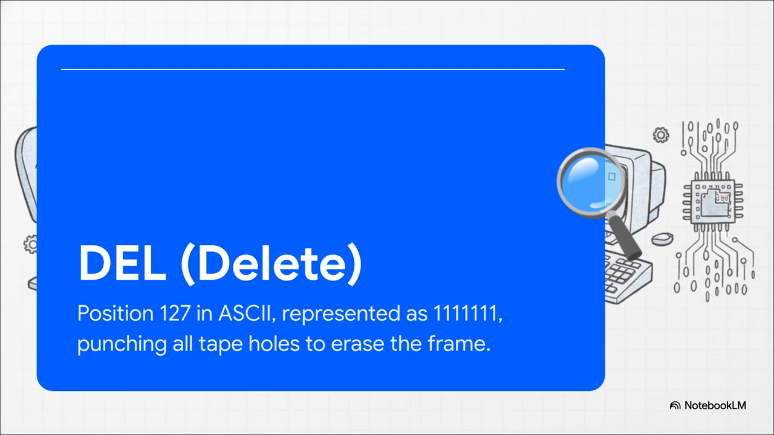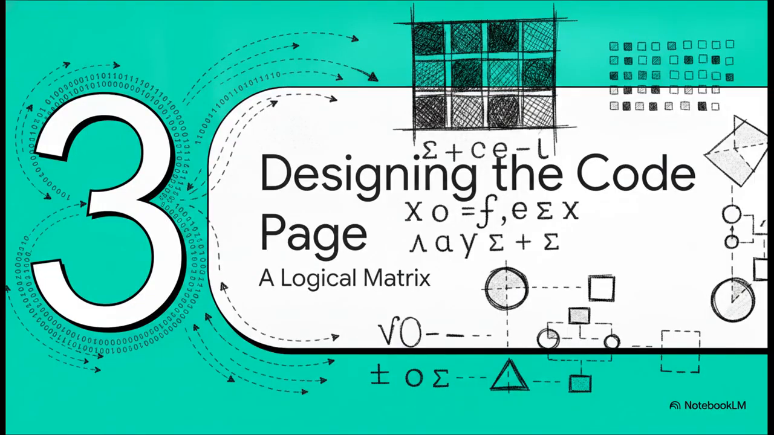If a human operator made a typo, they couldn't just patch the hole in the paper, right? So they simply backed up the tape and punched out every single hole, basically telling the machine to ignore that frame completely. That physical, mechanical reality forever made 127 the delete key. No way around it.